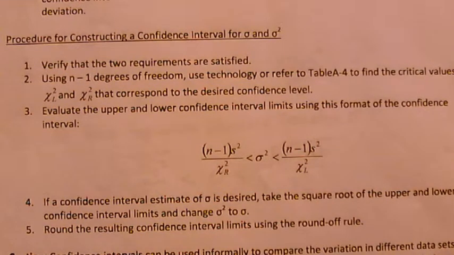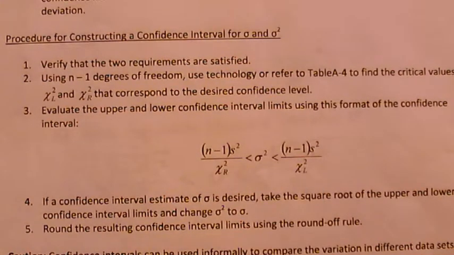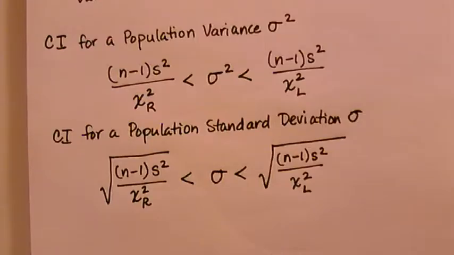Now, if we're dealing with a population standard deviation, which is just sigma, then you just take the square root. And then finally round the resulting confidence interval limits using the round-off rule that I just got through talking about. Okay, so let's look at some examples of constructing a confidence interval estimate of a population variance or population standard deviation.